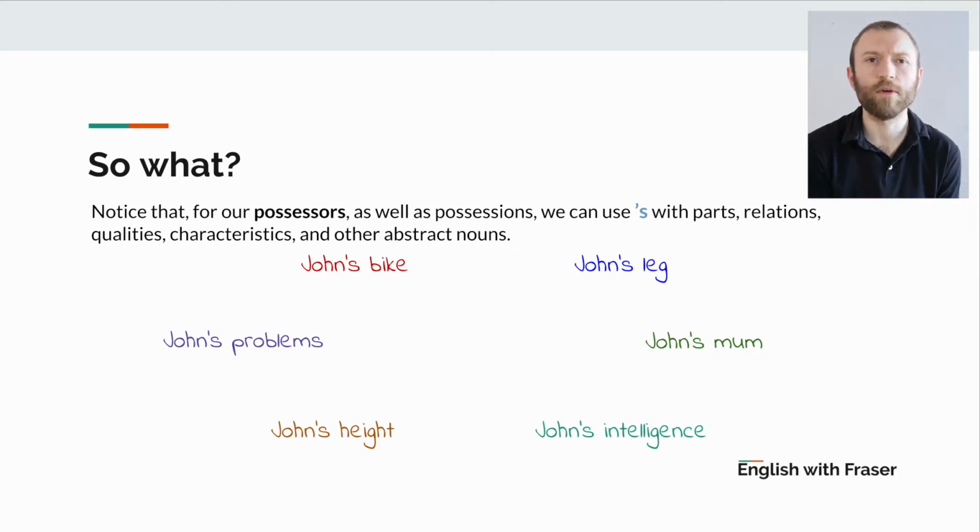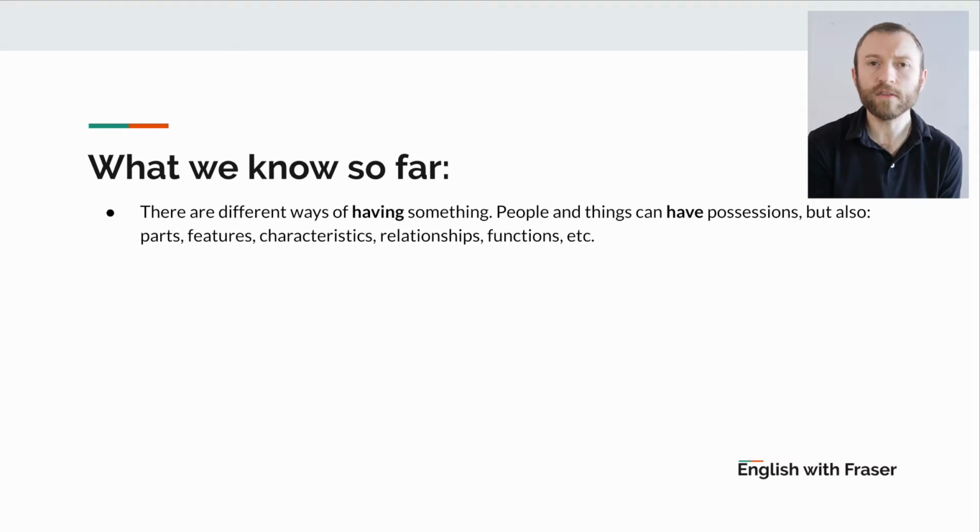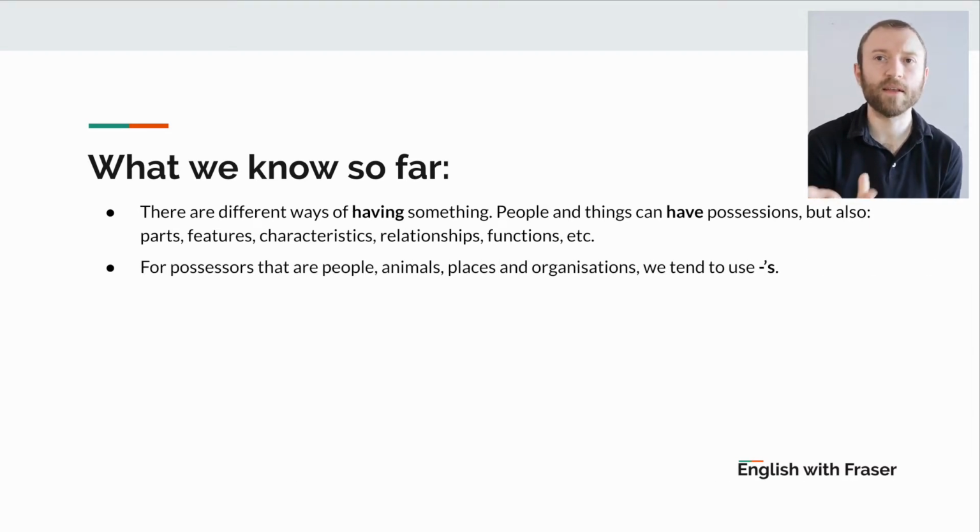Let's add this to our summary. For possessors that are people, animals, places, and organizations, we tend to use apostrophe S. If you only take away one thing, let it be that.